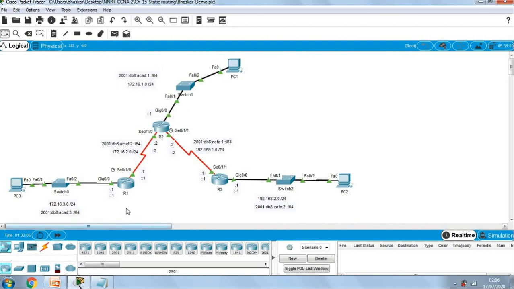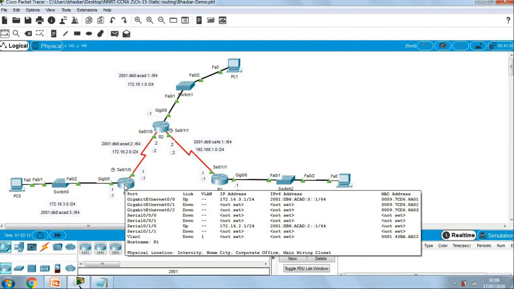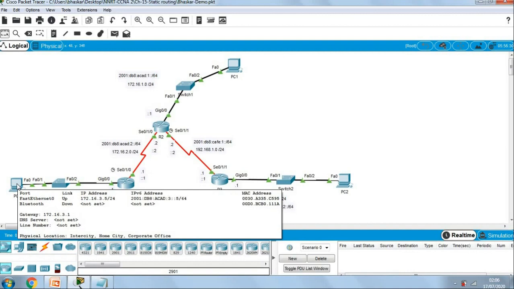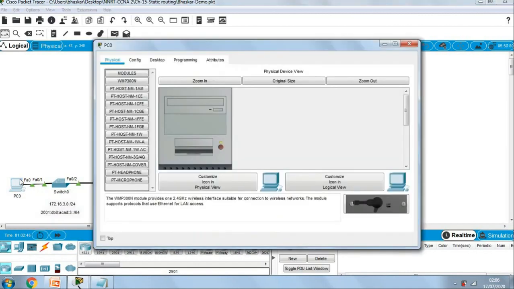I already assigned the IP addresses. If you check here, the IP address for the R1 G0/0 interface is 172.16.3.1 and the IPv6 address is 2001:DB8:ACAD:3::1. So I'm talking about this LAN. On this LAN I assigned the first address of the network, meaning 172.16.3.1 as well as 2001:DB8:ACAD:3::1. For the PC, I assigned the fifth IP address for both IPv6 and IPv4.